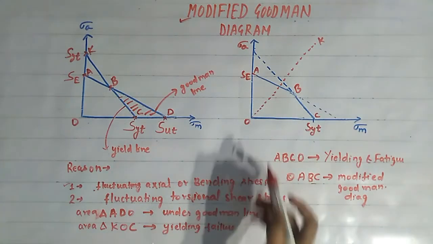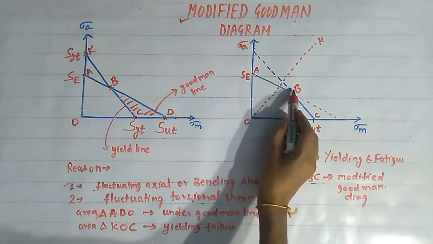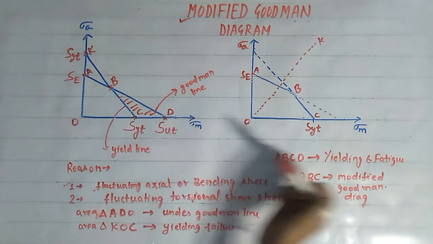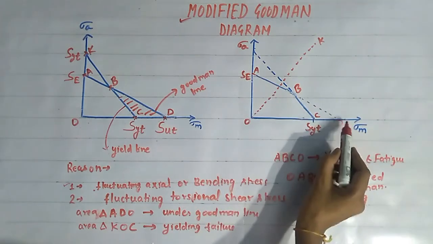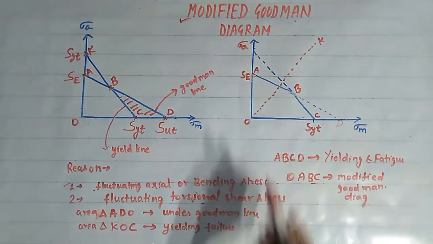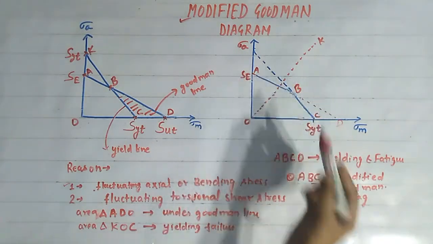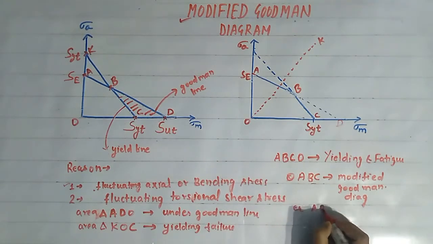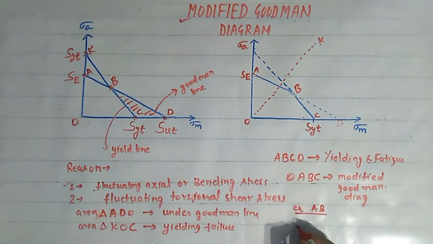Now see here, the portion AB is the portion of the Goodman line. What was our Goodman line? The Goodman line was our AD, and the portion AB is the part of this Goodman line AD. So the equation of AB will be the same as the equation of the Goodman line. So I am writing the equation of line AB. Equation of line AB is sigma m by SUT plus sigma a by SE is equal to 1.